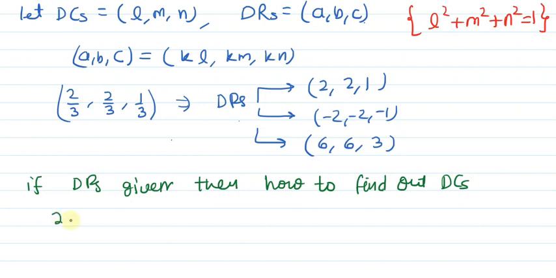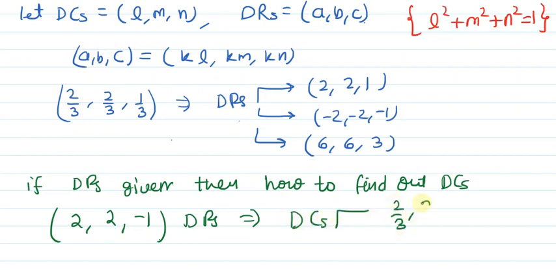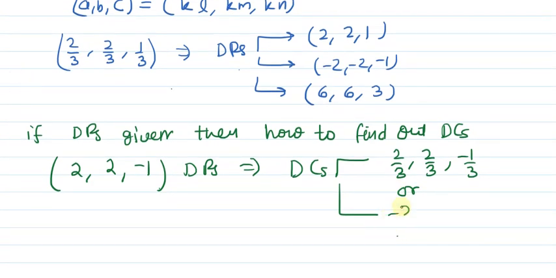Like if I say 2, 2 and minus 1 are the DRs, then the DCs can be 2 by 3, 2 by 3 and minus 1 by 3, or DCs can be minus 2 by 3, minus 2 by 3 and 1 by 3.